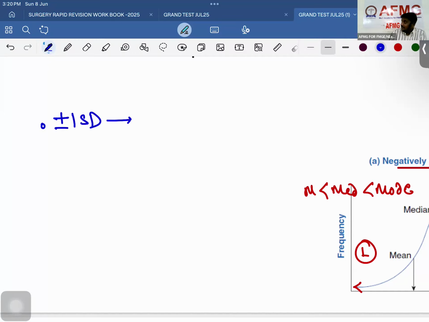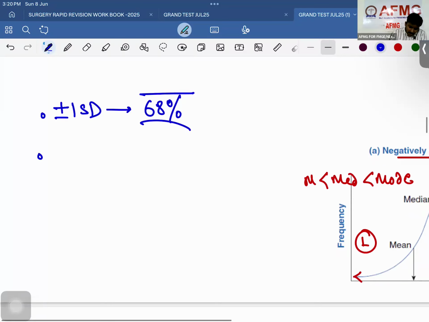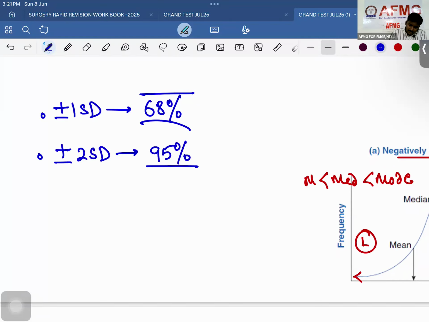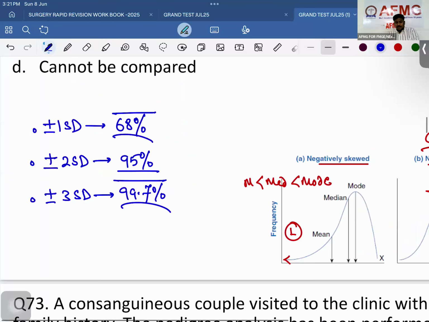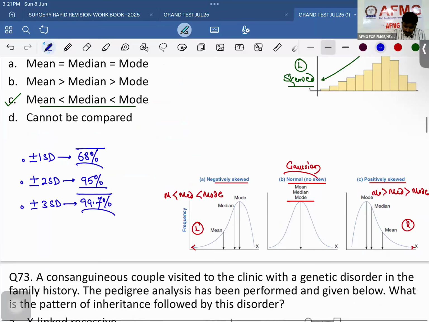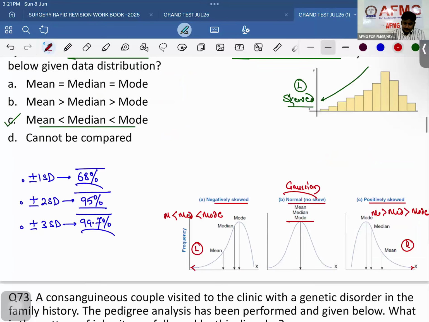प्लस माइनस 1 स्टैंडर्ड डिविएशन में कितनी परसेंट वैल्यूज होती है? 68% data lies between plus minus 1 standard deviation. How many percent values lie between plus minus 2 standard deviation? So 95% values lie between plus minus 2 standard deviation. How many percent values lie between plus minus 3 standard deviation? 99.7% of values lie between plus minus 3 standard deviation. That is what is important to be remembered. Hopefully clear to all of you now.